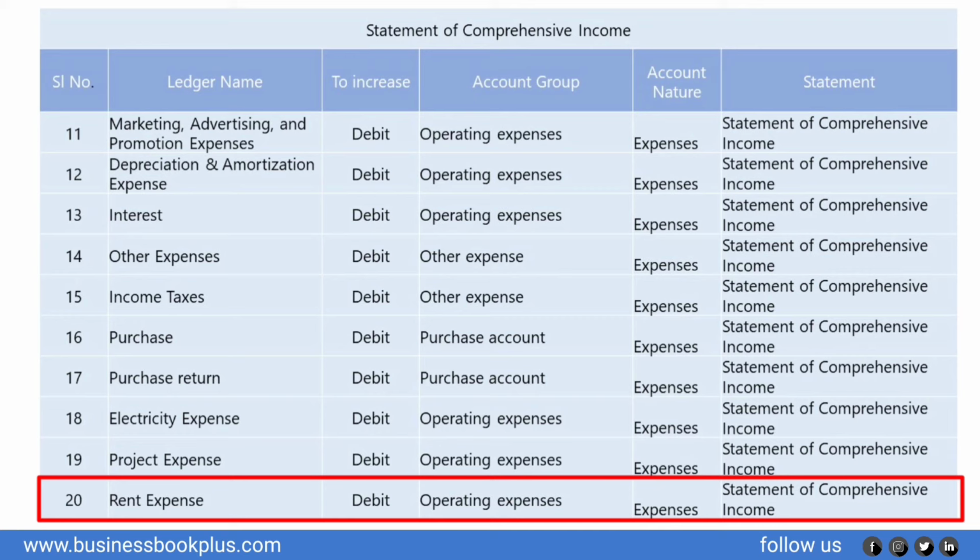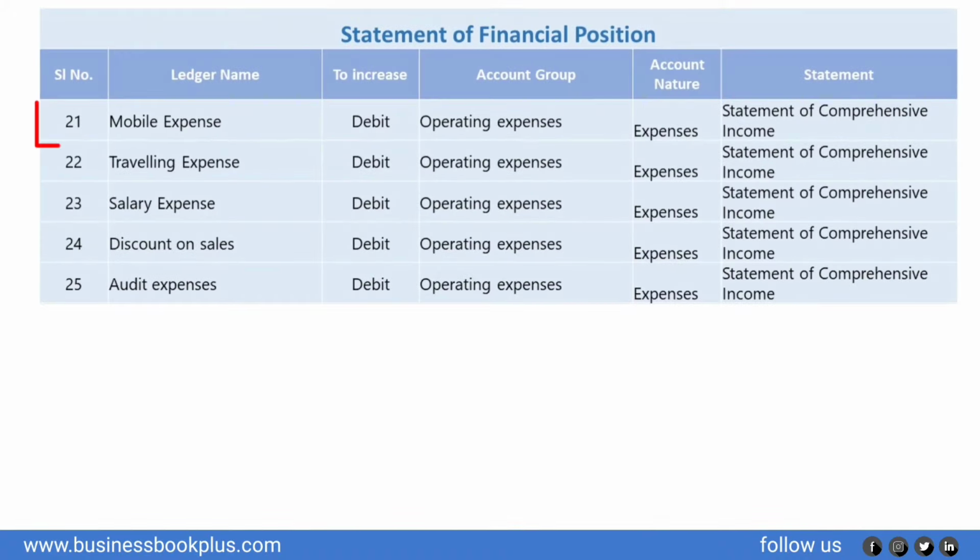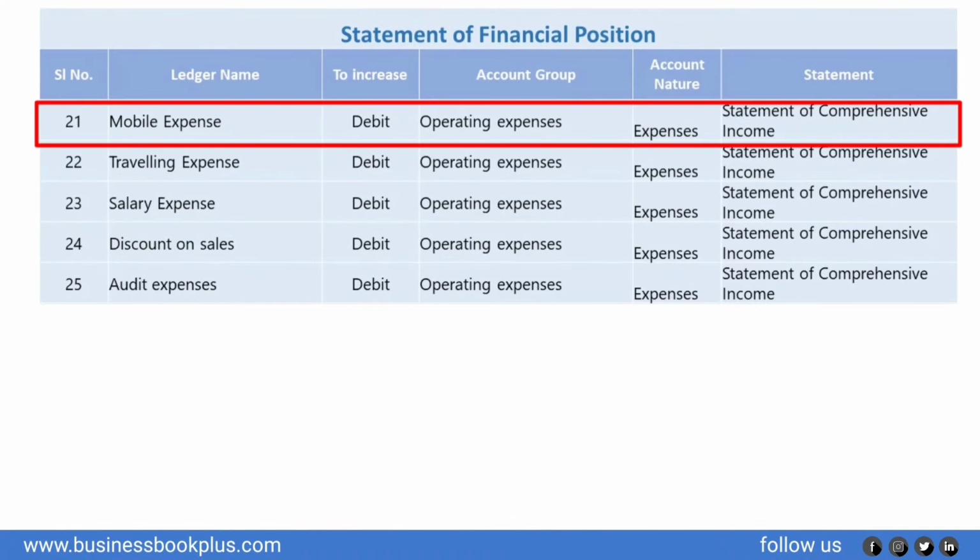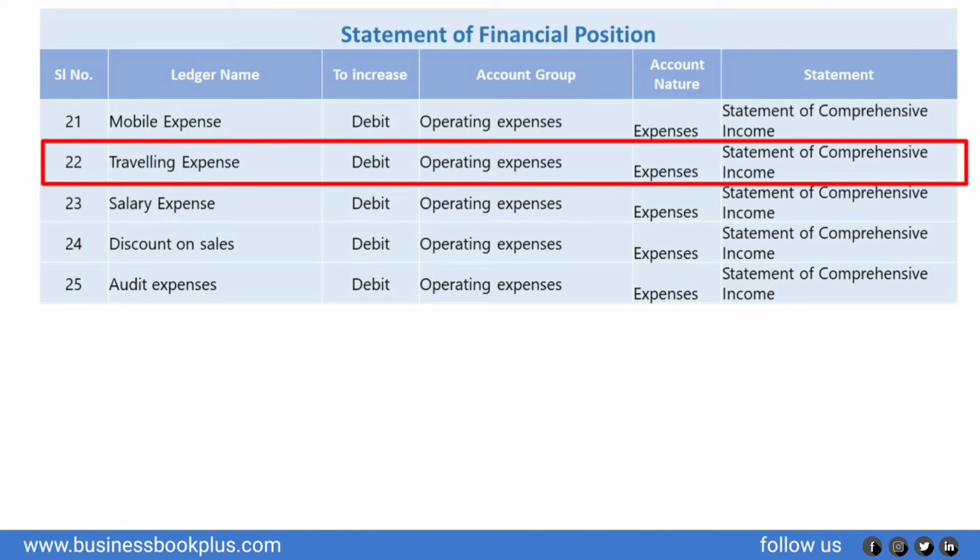Rent expense. Increases when debited. Account group operating expenses. Account nature expenses. Affects the statement of comprehensive income. Mobile expense. Increases with debit. Account group operating expenses. Account nature expenses. Affects the statement of comprehensive income. Traveling expense. Increases with debit. Comes under operating expenses account group. Nature is expenses and affects the statement of comprehensive income.